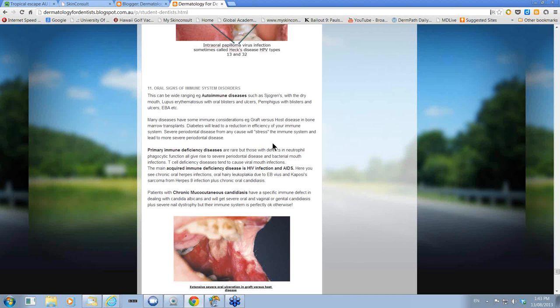Okay, I hope that's a reasonable overview of these. Concentrate on Sjogren's, concentrate on HIV disease if you're having to answer a question on this. Try and remember a little bit about the primary immune deficiency diseases and throw in chronic mucocutaneous candidiasis for the extra mark.